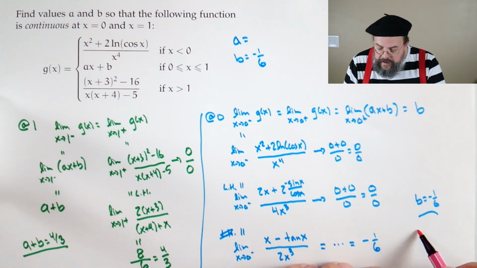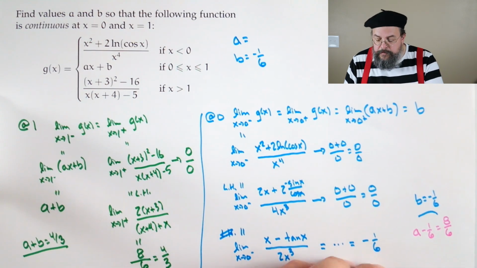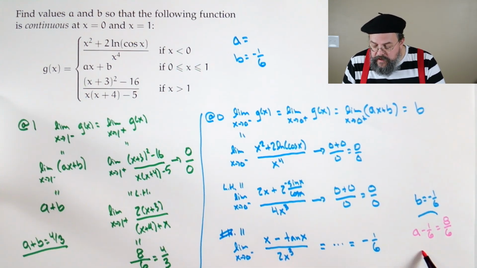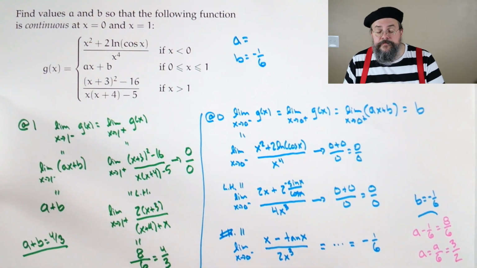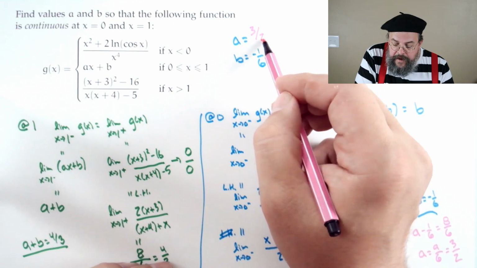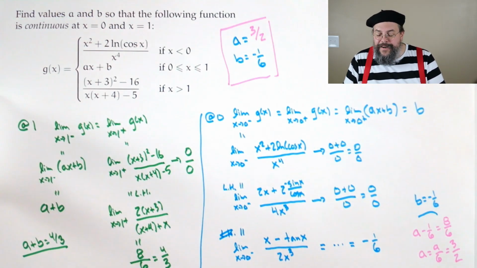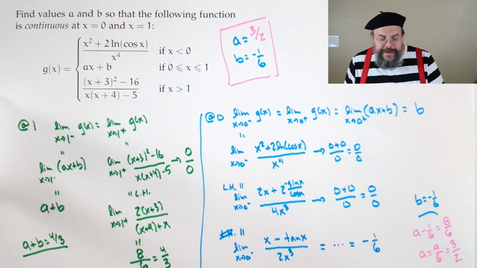So a minus 1 over 6 is equal to 4/3. Well, 4/3 is another way of saying 8/6, right? Add a 6 to both sides, a equals 9 over 6, also known as 3 over 2. And so that's what a is, 3/2. And there we go. Wow, what a problem.